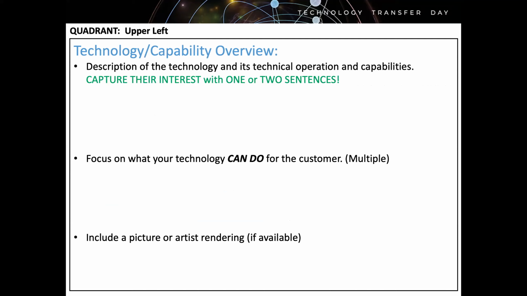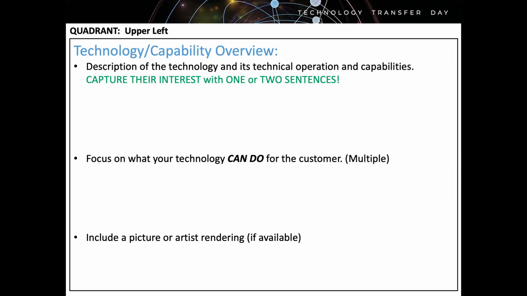Okay, so let's go into the first quadrant, the upper left quadrant, technology and capability overview. The most important thing about this particular quadrant is this is where you really need to capture their interest, make them want to keep reading, use simple language that anyone can understand. This first lead part is your most important sentence, I think, or one or two sentences. That is going to be the clearest description of the technology and its technical operation and capabilities that you can devise. Clear, simple, and easy. You want to capture their interest and have them continue reading.